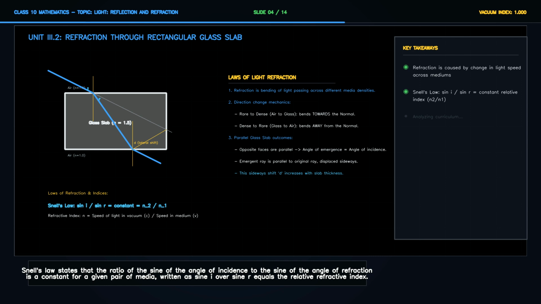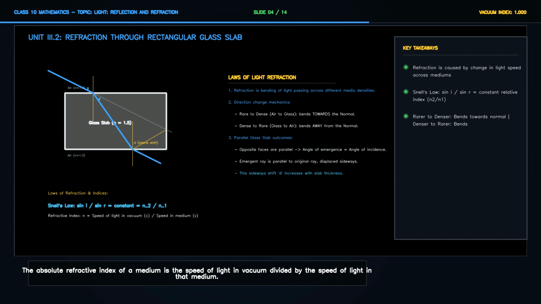relative refractive index. The absolute refractive index of a medium is the speed of light in vacuum divided by the speed of light in that medium. When light travels from a rarer to a denser medium, it bends towards the normal, and when moving from a denser to a rarer medium, it bends away.